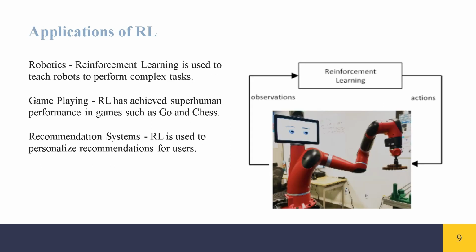Robotics: reinforcement learning is used to teach robots to perform complex tasks. Game-playing RL has achieved superhuman performance in games such as Go and chess. Recommendation systems: RL is used to personalize recommendations for users.